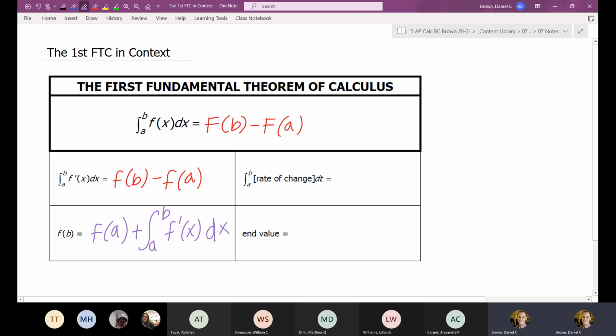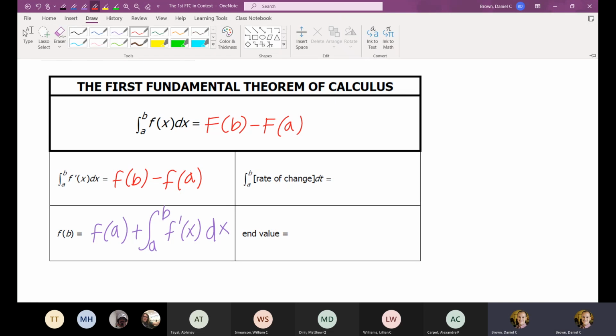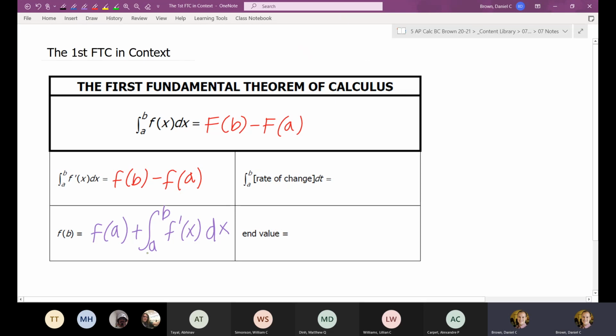That last one is probably the most important one that we'll notice. Big things you want to see from this. Let me do the green. F of a is like your starting value, and that's where the integral is going to start. F of b might be what you're trying to find, and that's going to be what is on the top part of your integral. So that is the math notation of the first FTC.